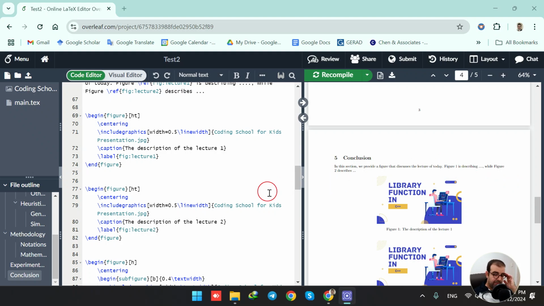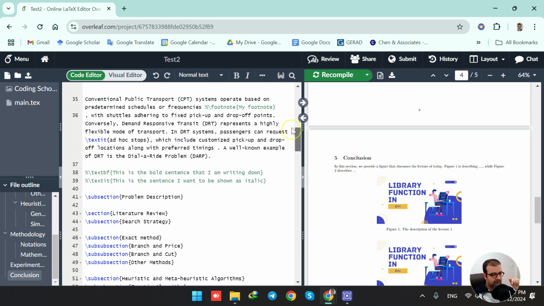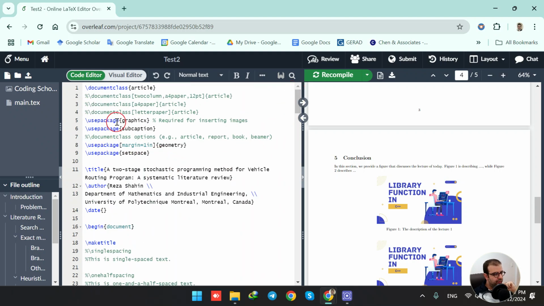Hello everyone, welcome back. So far we learned how to include images. Just as a reminder, please don't forget to include the package graphicx when you're including the images. And also, for example, here when you're having two figures, it is putting the first figure and then the second figure.